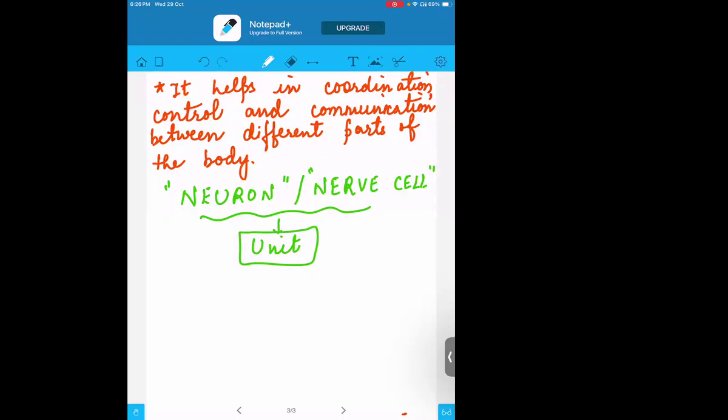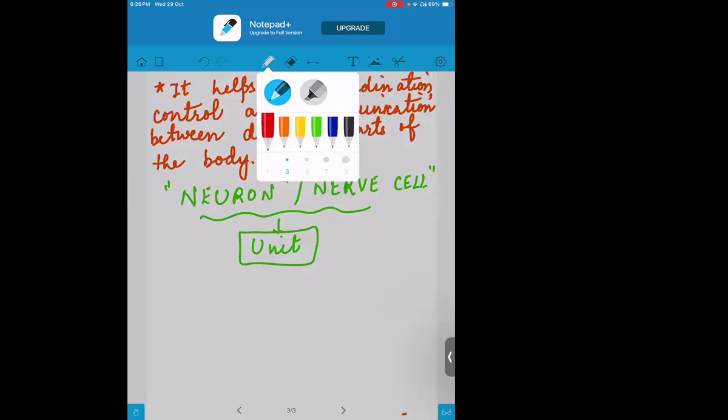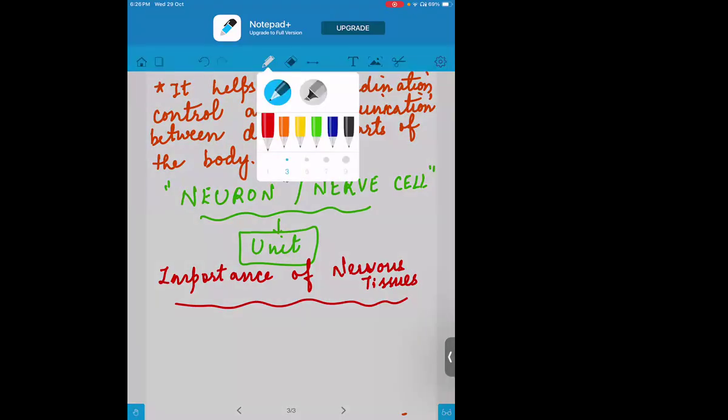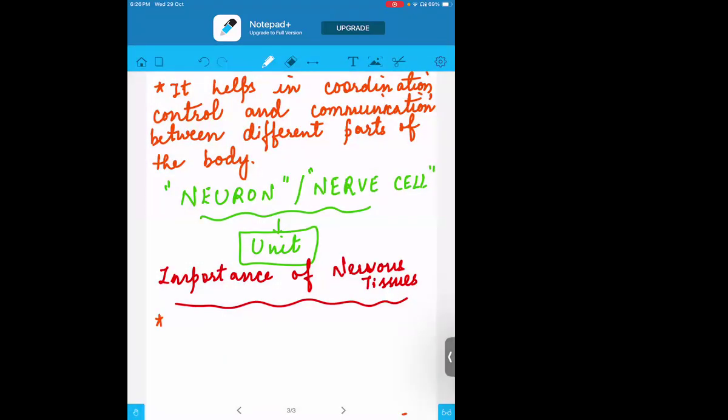Now, before going deep into the neuron structure, we should understand the different functions or the importance of the nervous tissue, what they do and how they help us. The first thing is the transmission of messages.